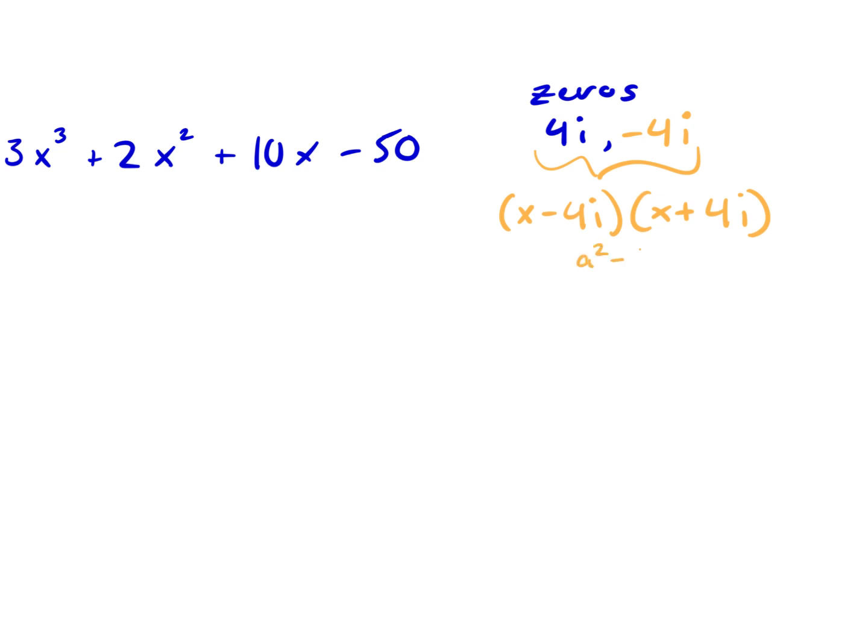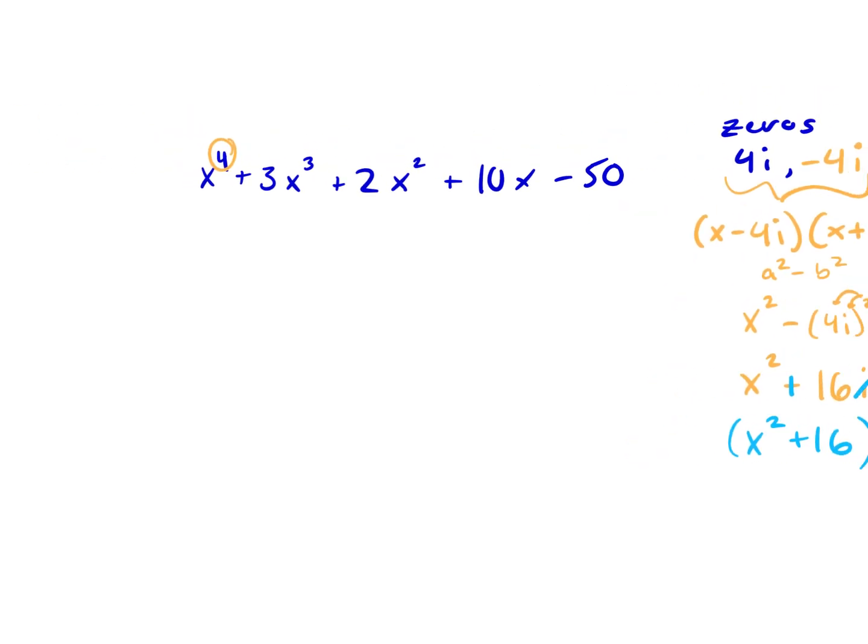That'd be a squared minus b squared. So x squared minus 4i squared. Notice how I write it in parentheses because we have to square the 4 and square the i. So x squared minus 16i squared. What does i squared change to? Negative 1. What's negative 16 times negative 1? Plus 16. So x squared plus 16 is a factor. How would I find the remaining factors? What would I do? Long division, yes.